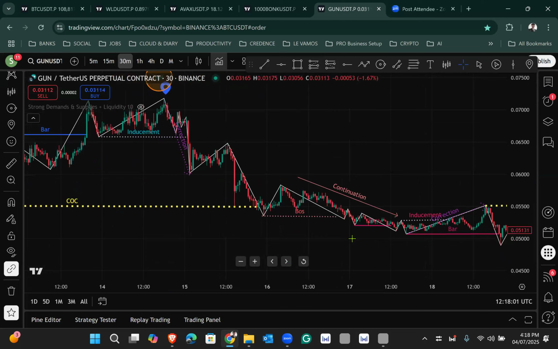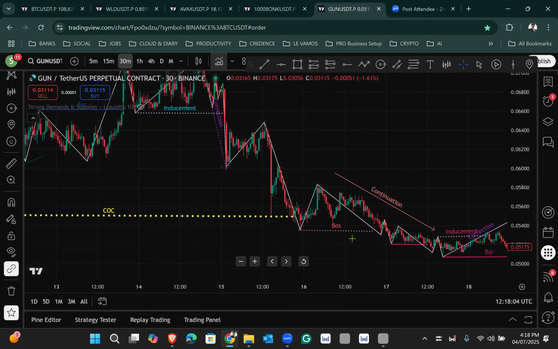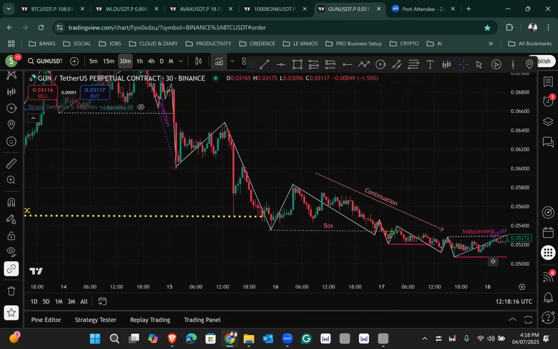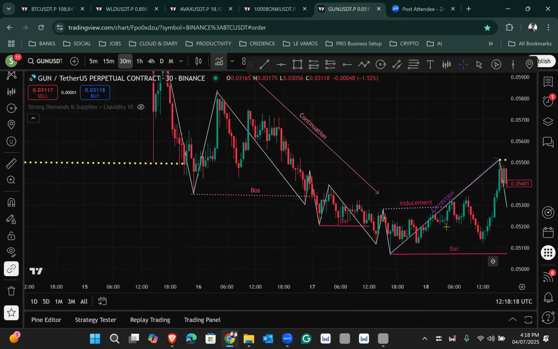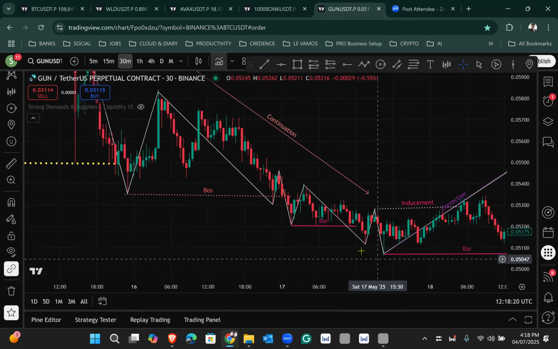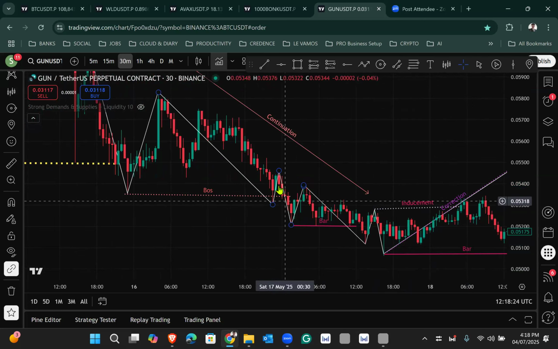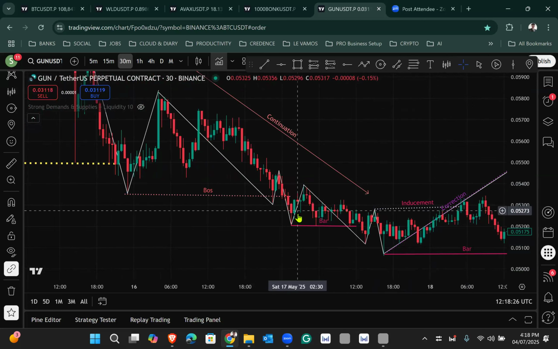The next thing we're going to look for is a break of structure to the downside to confirm the change of trend. That is this one. Yes, it is confirmed. So the downtrend now continues to lower. Okay.